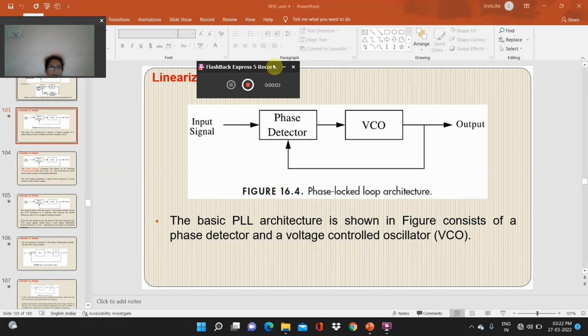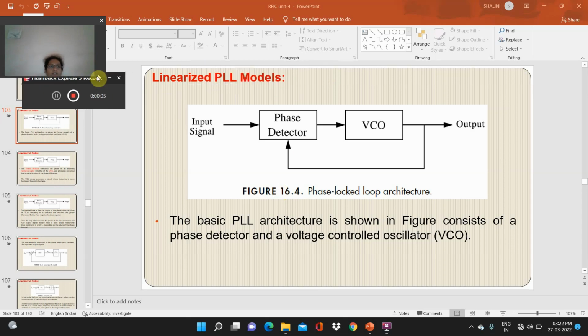Okay friends, welcome back. Again we are going to discuss the linearized PLL model. In the linearized PLL model, the input signal is given to the phase detector, and through the phase detector it is given to the VCO. From the VCO the output is taken, and from the VCO the phase detector is connected back. So the basic PLL architecture shown in the figure consists of a phase detector and a voltage controlled oscillator.